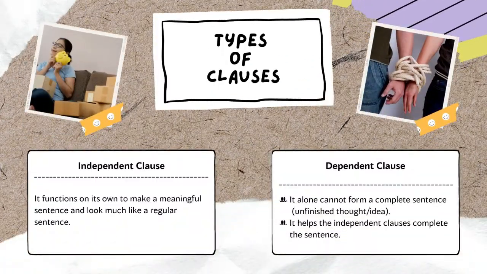Basically, there are two types of clauses, independent and dependent clauses. Independent clauses can function on their own to make a meaningful sentence and look much like a regular sentence. Usually, we combine independent clauses to make more complex constructions by using a connector. On the contrary, dependent clauses are different as they cannot form a complete sentence because it will be an unfinished thought or idea. So, the dependent clauses function to help the independent clauses complete the sentence.